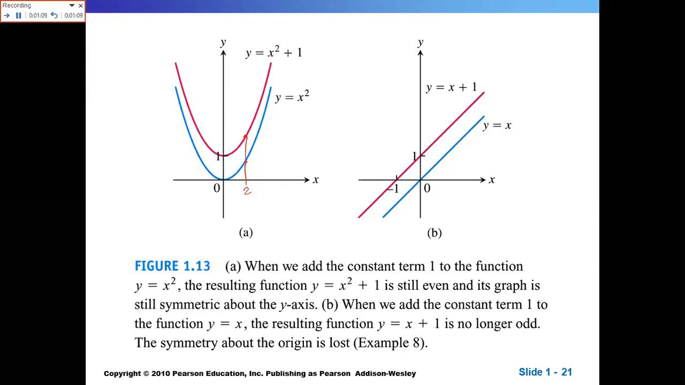Now, can you tell me about the blue graph? Is it even or odd? Even. Why? Because it's symmetric about the y-axis. Very good. What about the new graph? The graph in red. Also. It's also symmetrical, even, right? It's also even. Yeah. Very good. Great, great.